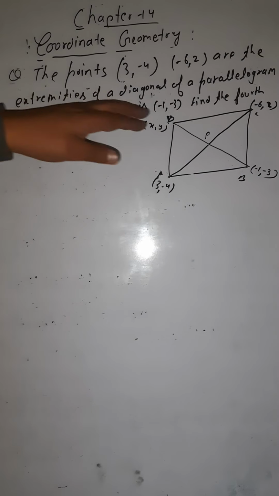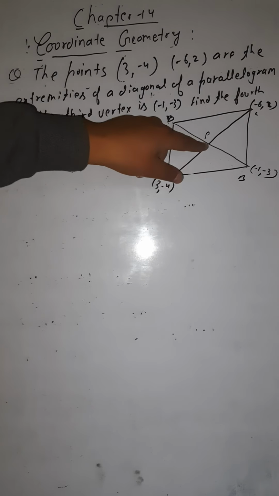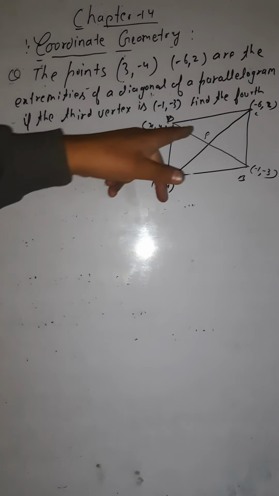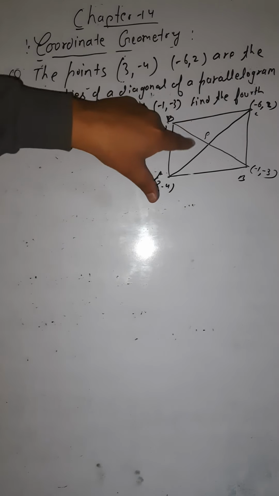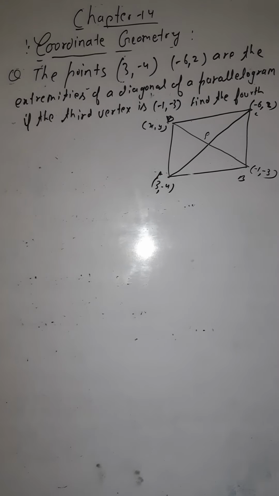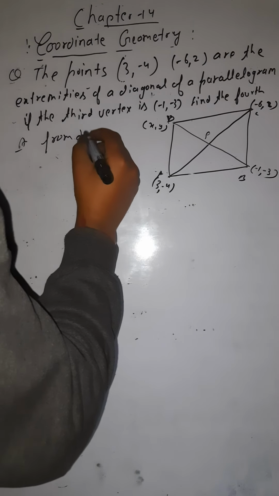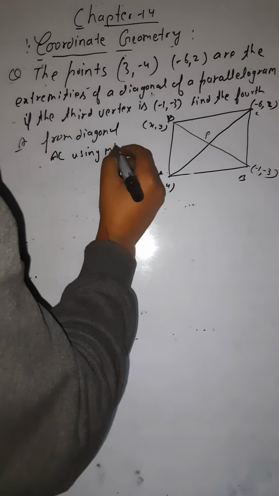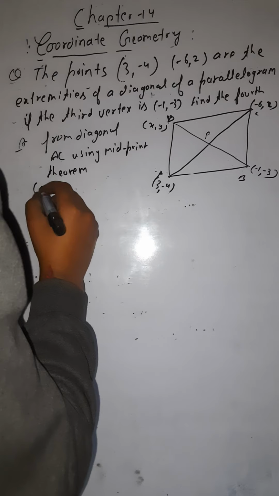And I have told you in a parallelogram the diagonals bisect each other. So it's a parallelogram, the diagonals are bisecting, which means this P will be the midpoint of AC as well as BD. If this P is the midpoint of AC, then I can find out the coordinates of P using the midpoint theorem like in the previous question. So let me find out the coordinates of P from diagonal AC using the midpoint theorem.